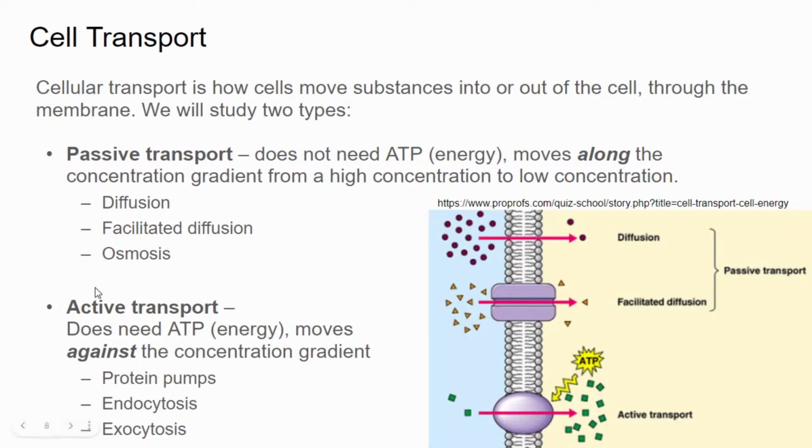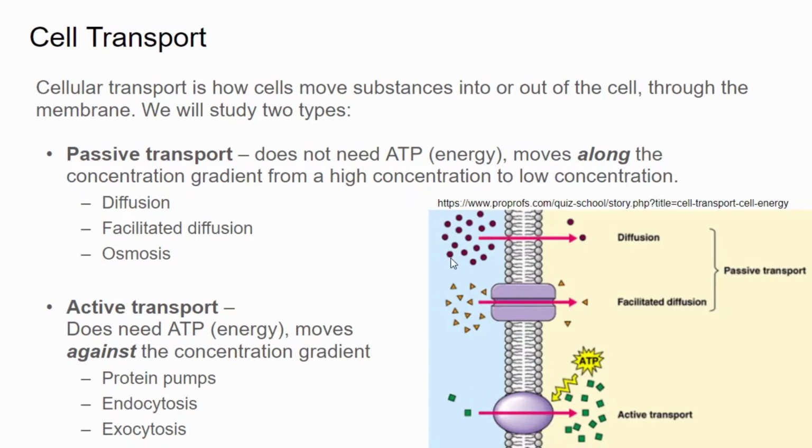The other type of cell transport is active transport. This is the type of transport that does require energy. We need some ATP to power the process. And the reason that this process needs energy is because we're going to be moving our molecules against the concentration gradient. So we're going to be looking at things like protein pumps, endocytosis, and exocytosis. You can see in this diagram here, we've got these little green squares. They're being moved through the plasma membrane from an area of low density to an area of high density.